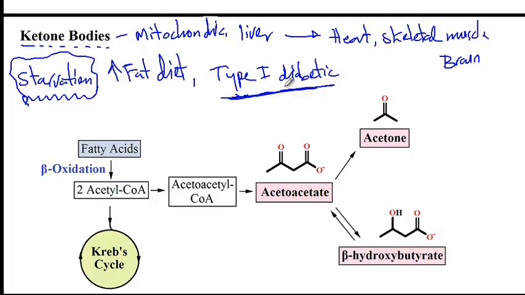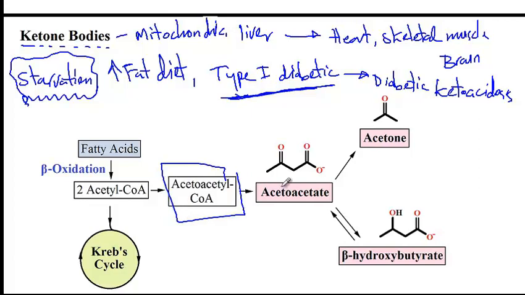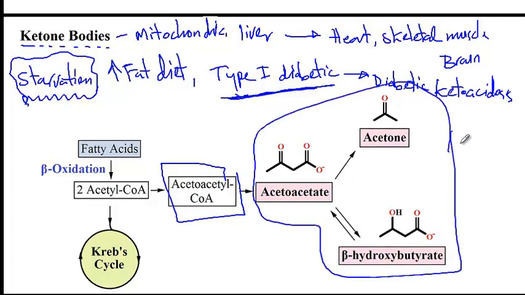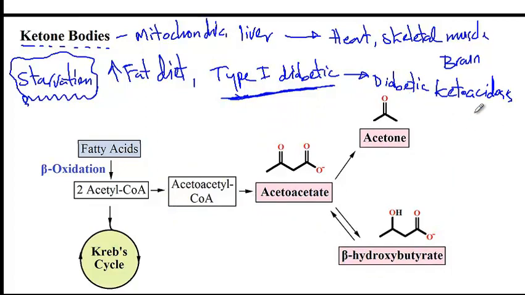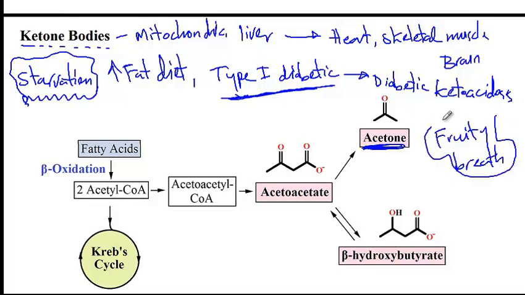And if you see ketone bodies in type 1 diabetic patients, it's called diabetic ketoacidosis. And so here it's showing you how acetyl coenzyme A can be converted into acetoacetate, acetone, or beta hydroxybutyrate, all of which are considered ketone bodies. Now patients with diabetic ketoacidosis are said to have fruity breath, and this is because their breath has a smell of acetone, and so that's why they say they have a fruity breath.